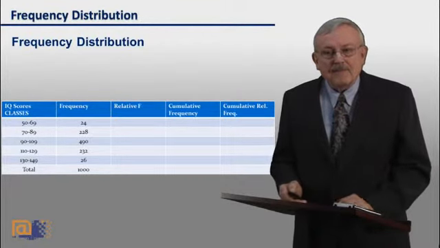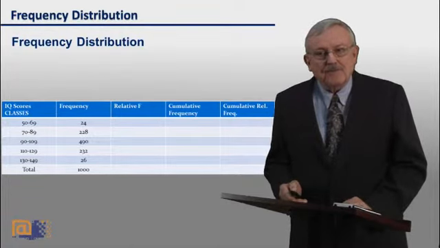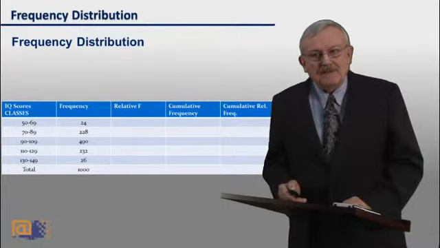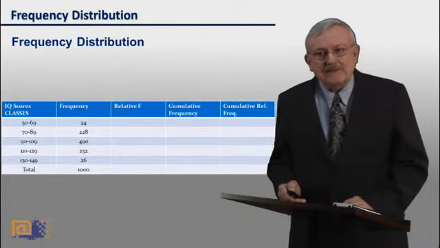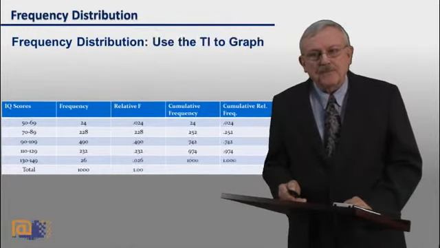So here we have our table giving you the classes from 50 to 69, 70 to 89, 90 to 109, etc., along with the frequencies of each class. In this class, if you add the frequencies, you get the sample size, which for this example is 1,000.